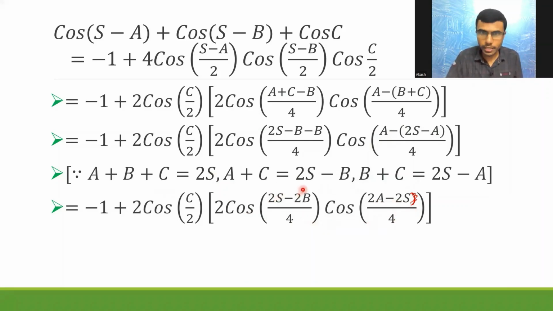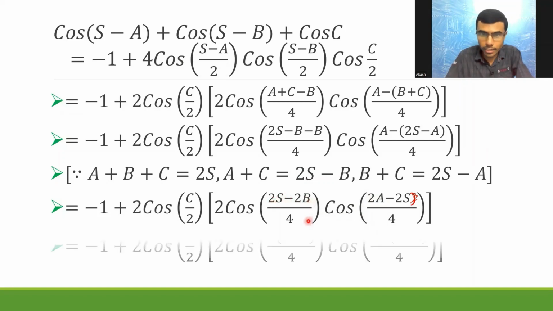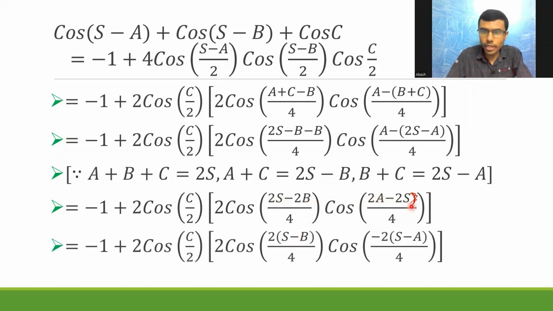Now, in the numerator, you can take 2 common. So it will be 2 times (s minus b) by 4. And here, I'm going to take minus 2 common. Why? Because if you see, I have (s minus a) by 2 in my RHS. Here, there is a minus s. So I want it to become s minus a. That's why here I'm going to take minus 2 common. So if I take 2 common, this would be 2 times (s minus b) by 4. This will be minus 2 times (s minus a) by 4.